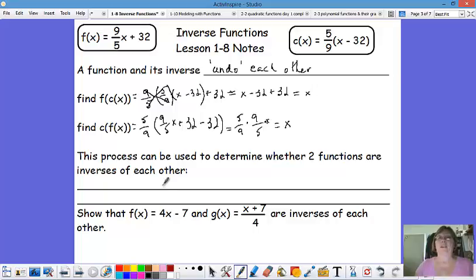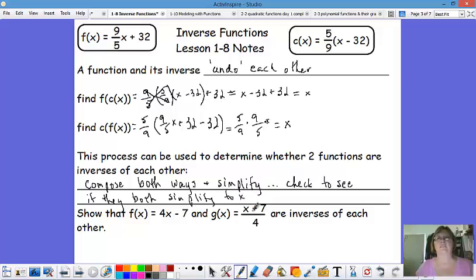So you can use this little process to decide whether or not two functions are inverses of each other. You compose them both ways, f of g, g of f, and simplify, then check to see if what you get is x. Check to see if it simplifies to x. That's pretty cool. Okay, my handwriting gets a little bit weird when I get happy, but this is neat.